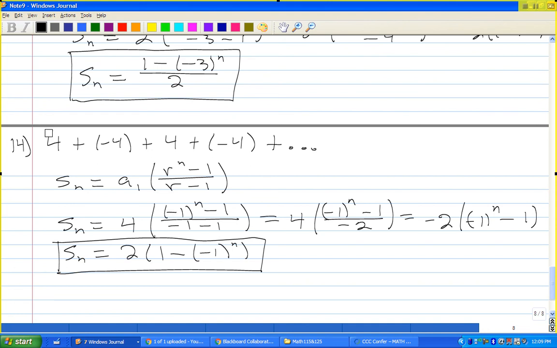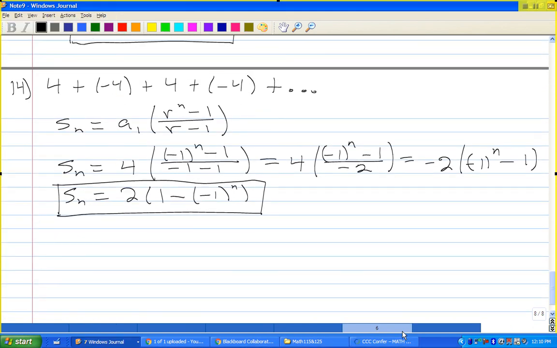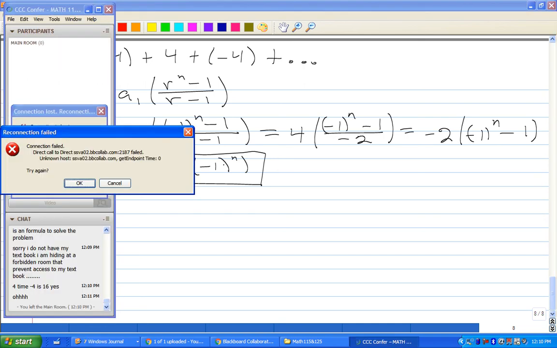4 times negative 1 is negative 4, times negative 1 is a positive 4. So I keep multiplying by negative 1. That is why the common ratio is negative 1. Okay? And so you notice here, when n is even, I'm going to get 0. It'll be 1 minus 1. When it's odd, I'm going to get 1 plus 1.